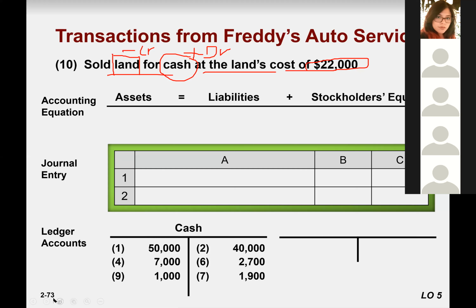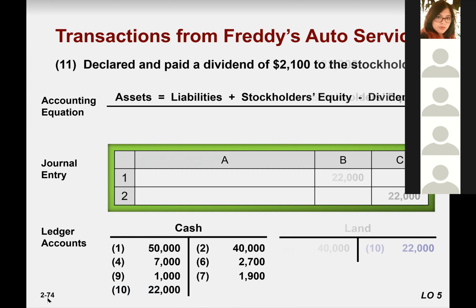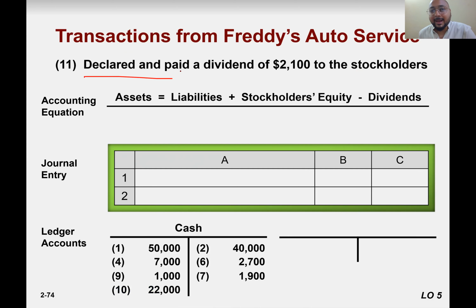Okay. Cash to land. So we already have the land T account, 40,000. All you need to do is post it accordingly. So cash is debited, so cash would be written here on the debit side. Land is credited, so land would be written on the credit side. Here we go.